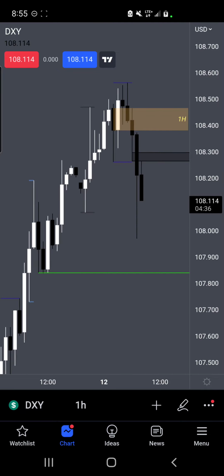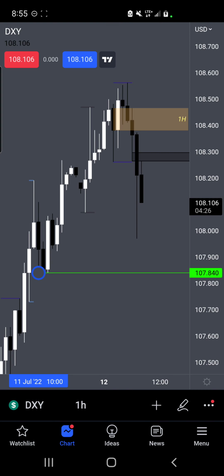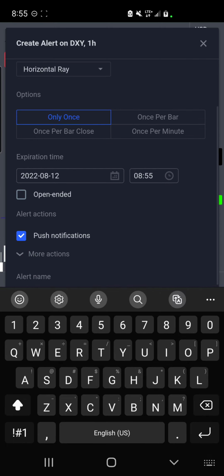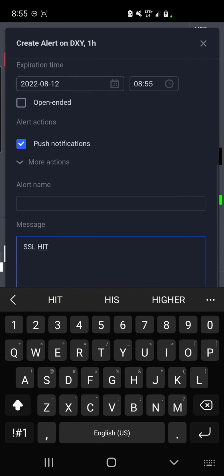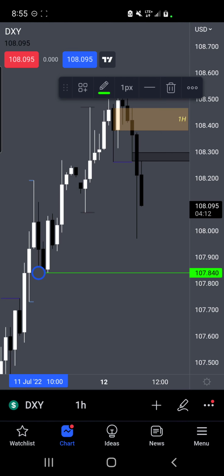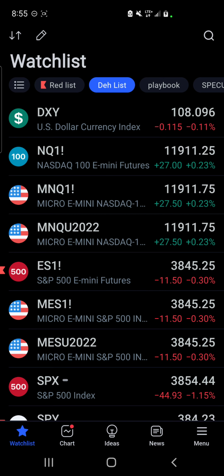I don't need this, but let me put an alert on that. If it would just let me. Oh my god, I hate when it does this. I'll just say SSL. Crossing down only once, yada yada. Great. Okay, so that's really all I have for that.